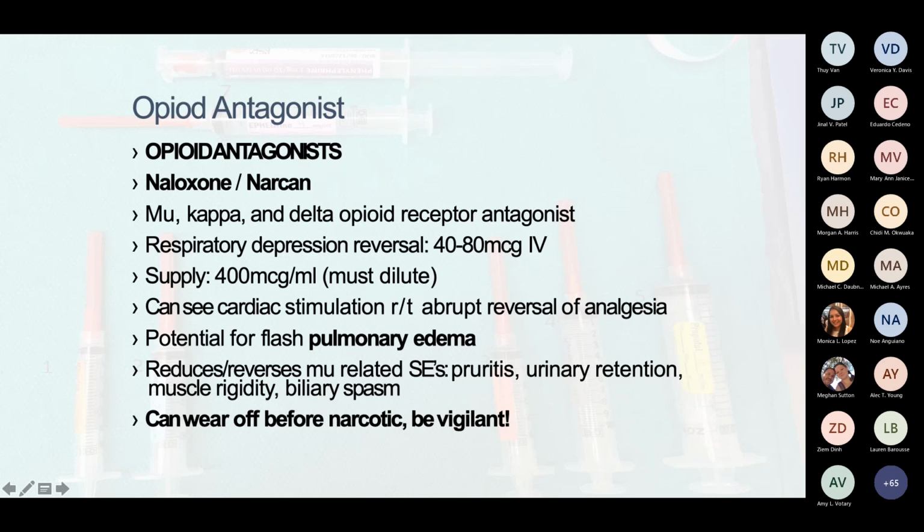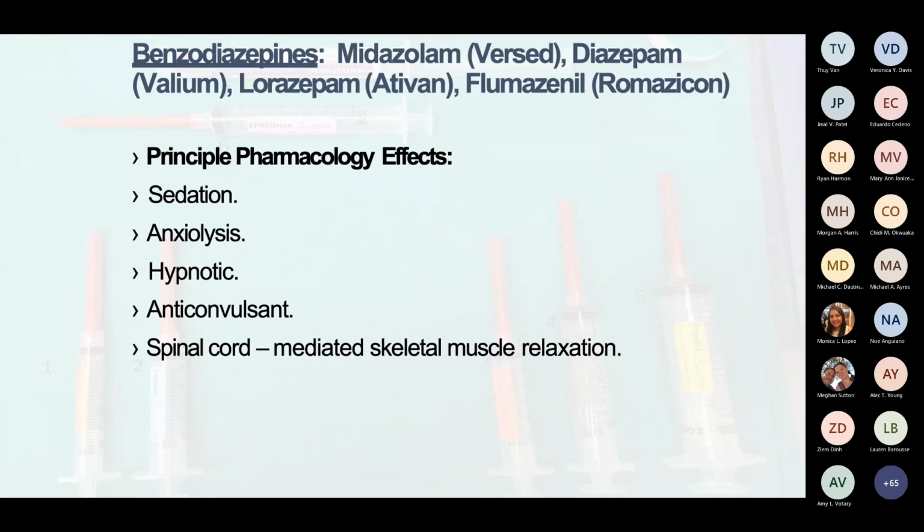The other thing is I generally prefer to give a mixed agonist-antagonist. It's for some of those opioid-related side effects, so urinary retention, muscle rigidity, sphincter of Oddi spasm, some of those things. I will give a mixed antagonist if I can. The other thing you've got to keep in mind is depending on what medication they've gotten or taken, the Narcan can wear off before the narcotic can. So you may have a re-onset of symptoms.